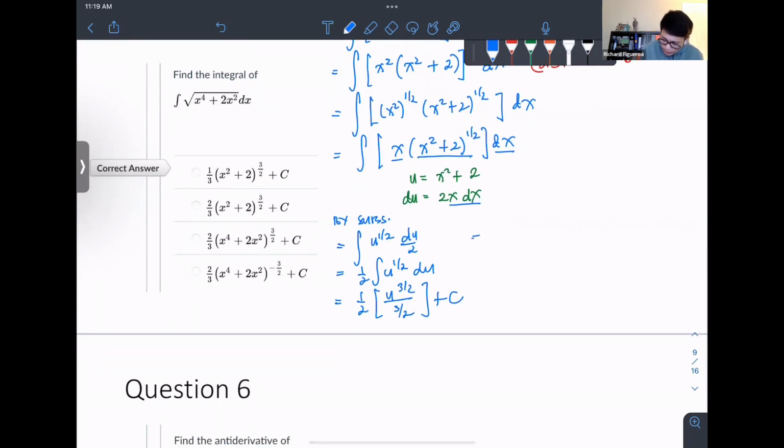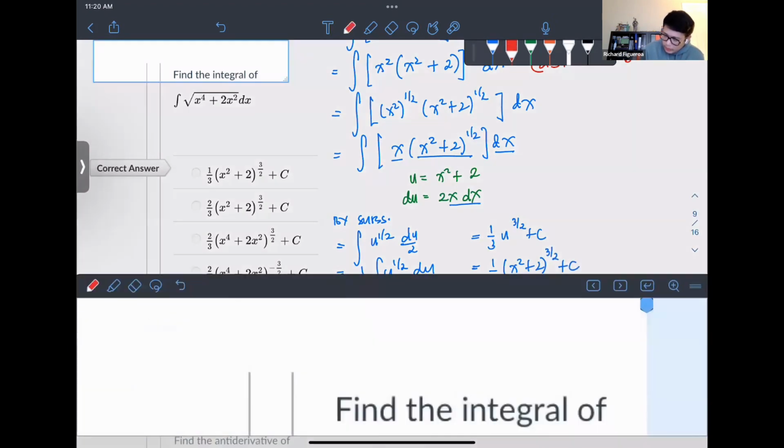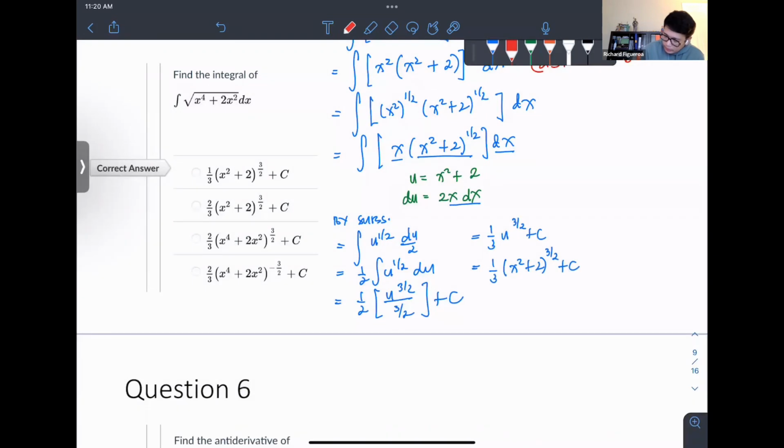Which makes it equal to 1 over 3 over 2, it's 2/3. So 2/3 times 1/2, that is 1/3. So we just have 1/3 u raised to 3 over 2 plus c. Since u is x squared plus 2, it's 1/3 x squared plus 2 raised to 3 over 2 plus c. So which is the same as our first choice, that is by the substitution approach.